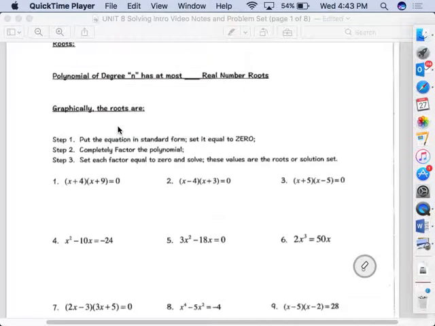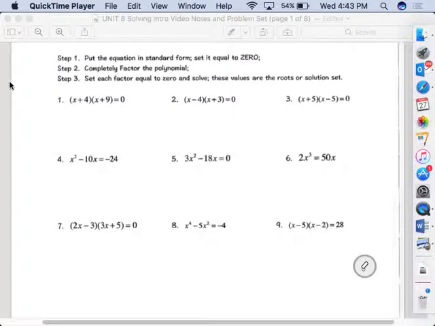First of all, the mental checklist for solving a polynomial equation. Place the equation in standard form and set it equal to 0. Then completely factor, and then you set each individual factor equal to 0 and solve. And the solutions that come out of that serve as the roots or the solution set for that polynomial equation.